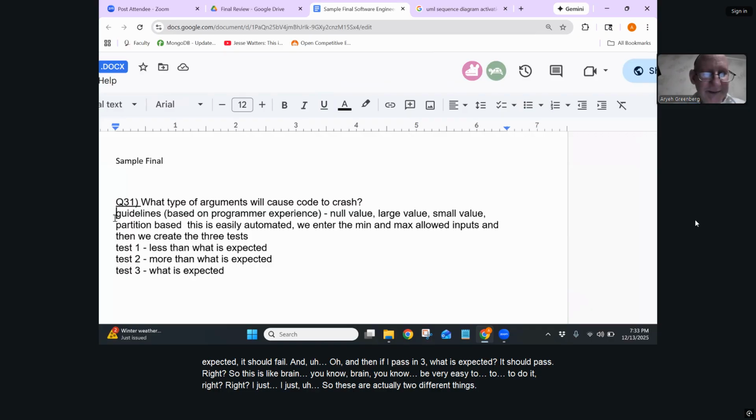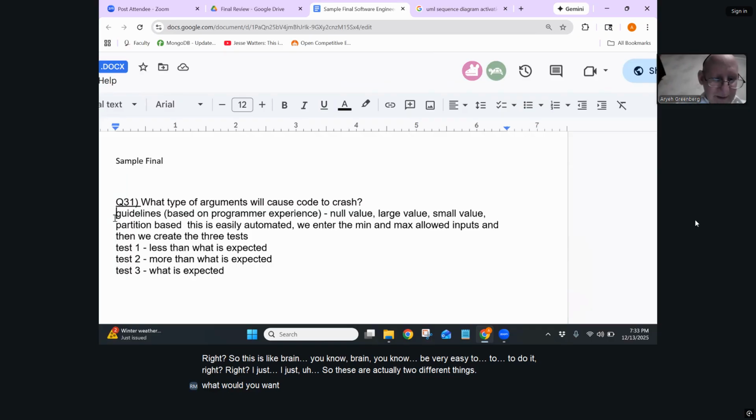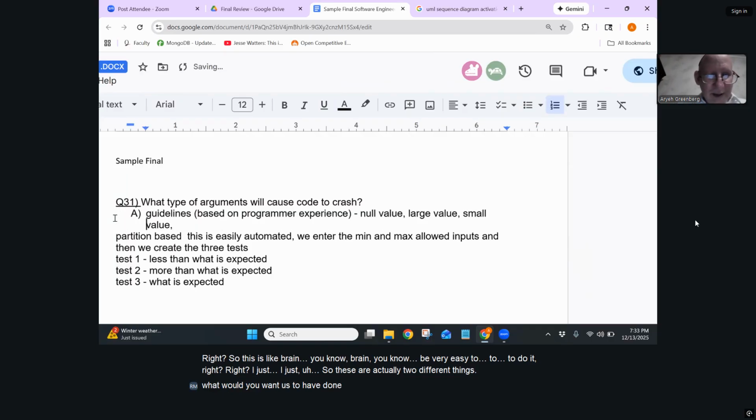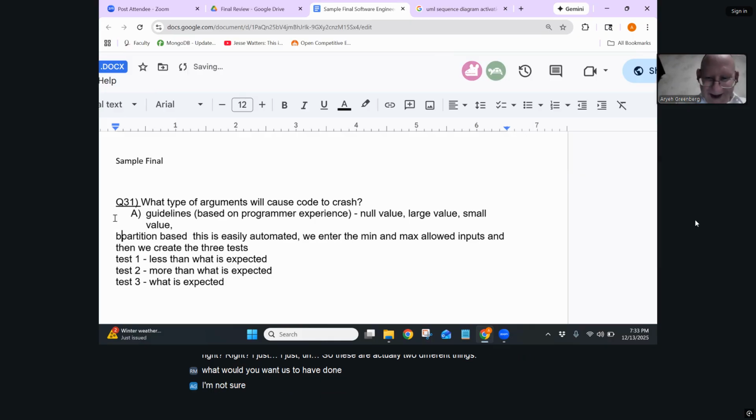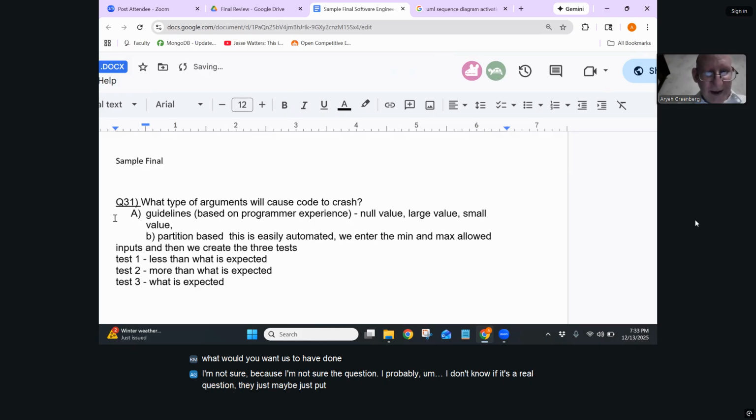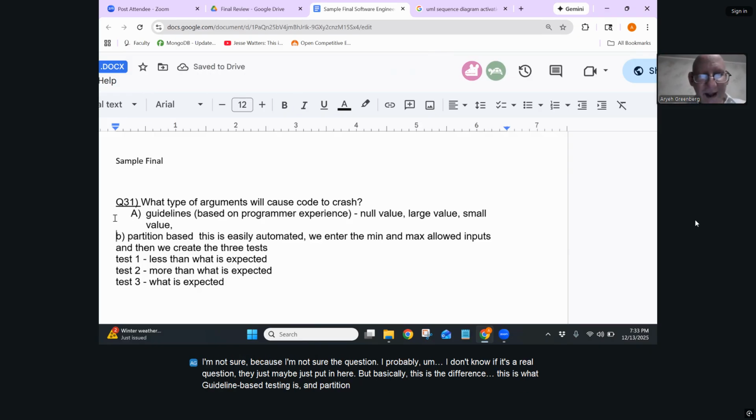What would you want us to have done in this question? I'm not sure because I'm not sure it's a question. I don't know if it's a real question. Maybe I just put it in here. But basically, this is the difference. This is what guideline-based testing is and partition-based testing. So you should know what that is.